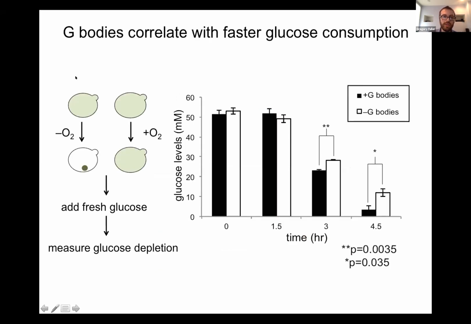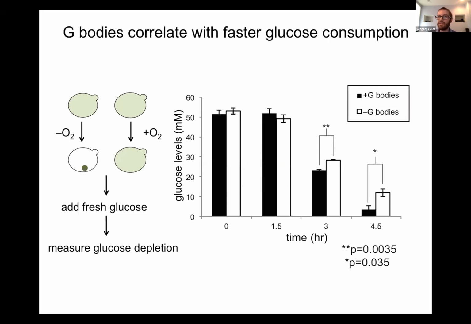And so we cultured cells under two different conditions, either in hypoxia in order to form G bodies, or we left them in normoxia such that the enzymes were still diffuse. We then shifted these populations into fresh media and measured how quickly they could deplete glucose from the media. We found that the cells that had been in hypoxia and therefore had G-bodies were able to deplete glucose from the media at a faster rate than cells lacking G-bodies, suggesting that G-body formation is correlated with increased glucose consumption.